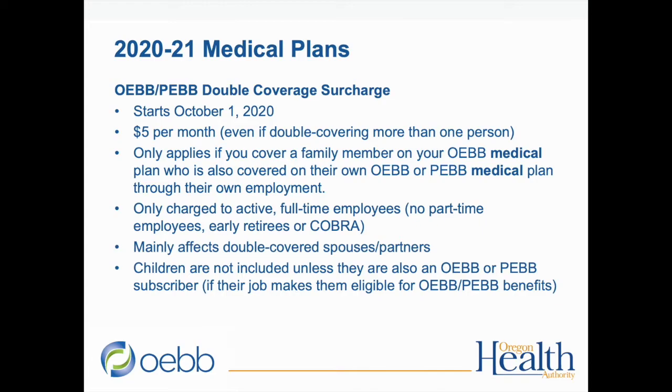It's a flat $5 a month, even if you double cover more than one dependent. It also only applies to full-time active employees, no part-time employees, no early retirees, no self-pays or COBRA members. It mainly affects spouses or domestic partners who are both employed by the state of Oregon and choose double coverage. You don't get surcharged for double covering your children unless the child happens to also be employed full-time and eligible for OEB or PEB coverage through their own employment.